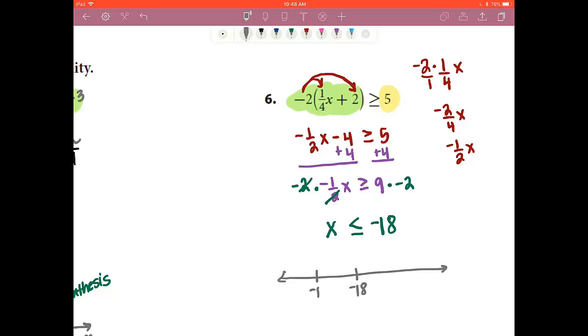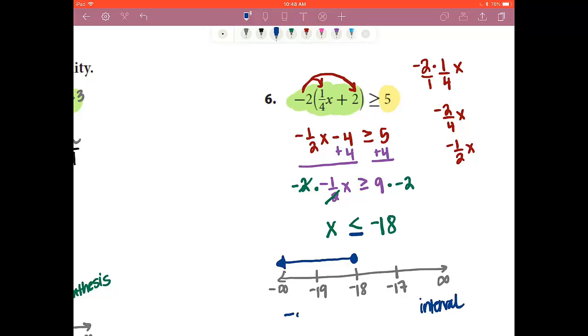Graphically, we have negative 19 to the left of negative 18. The arrow goes to negative infinity. To the right of negative 18, I have negative 17, and that arrow on the right goes to positive infinity. Negative 18 is included because of the equal to sign, so I close the circle. Less than, again, shades to the left.